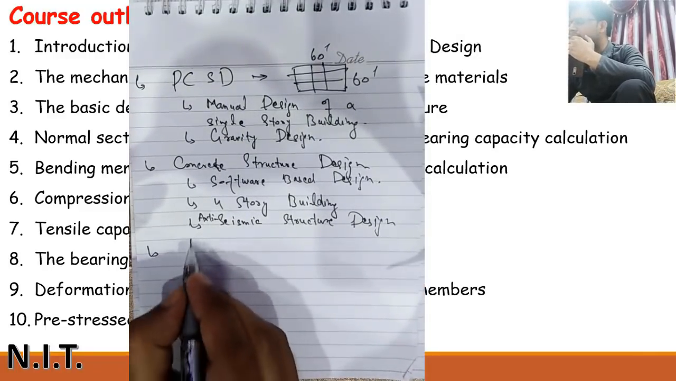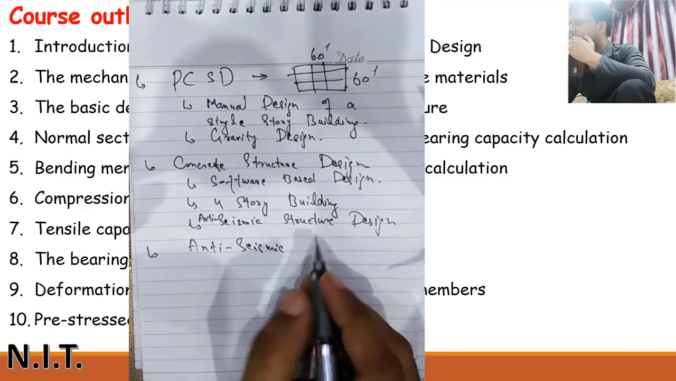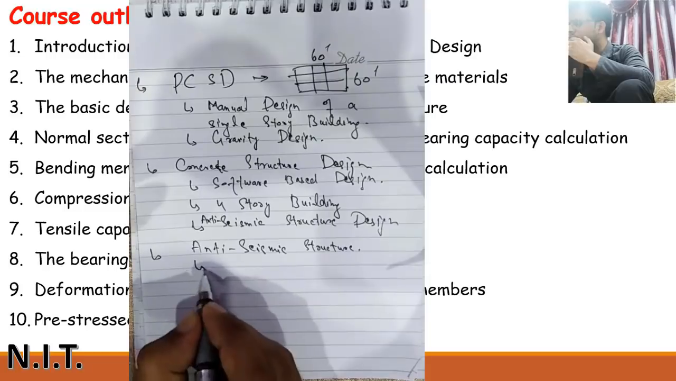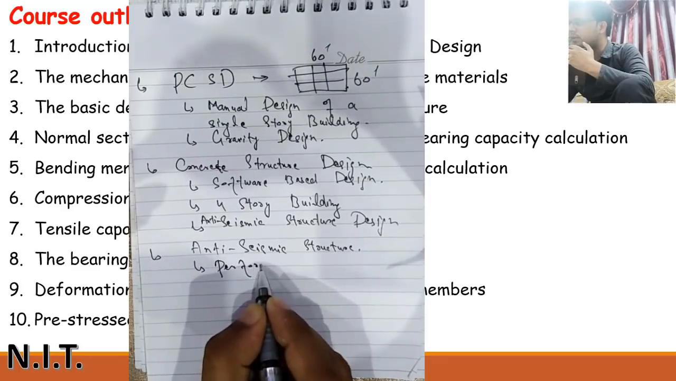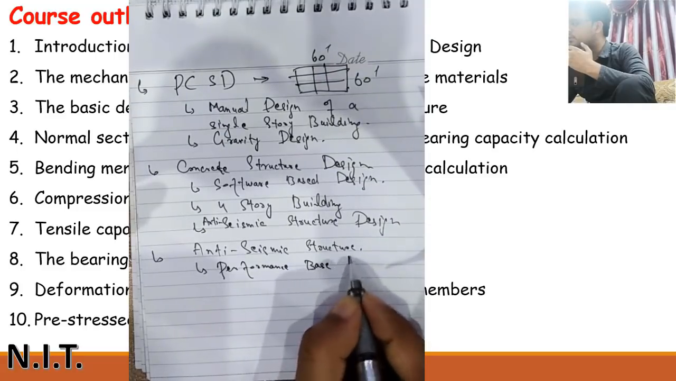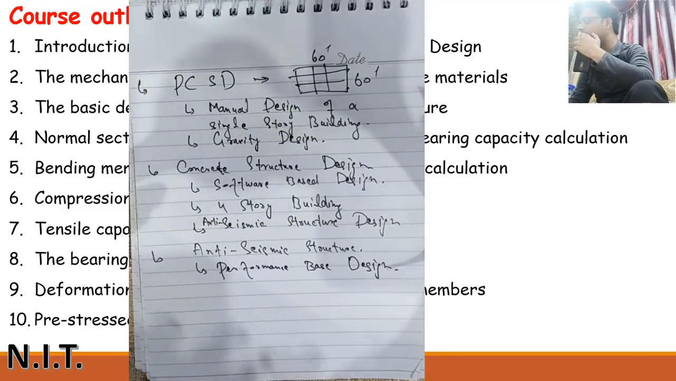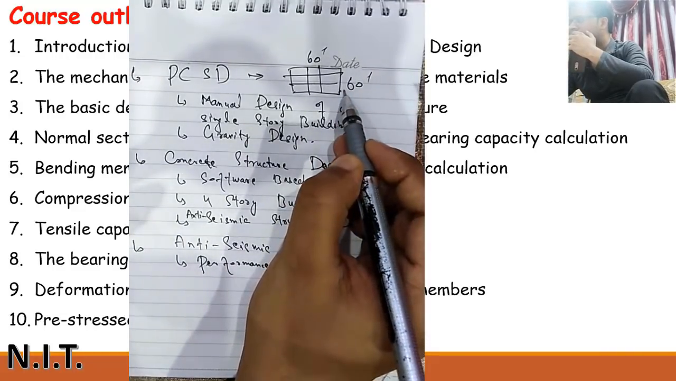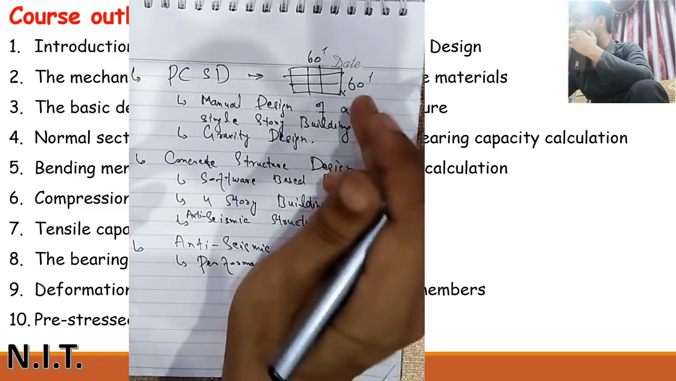And the third course, that is anti-seismic structure design. In this course, we will just study a few new things related to performance based design. With the passage of time, you will learn all these things. But remember, you will have to do a manual design of a single story building in this course.